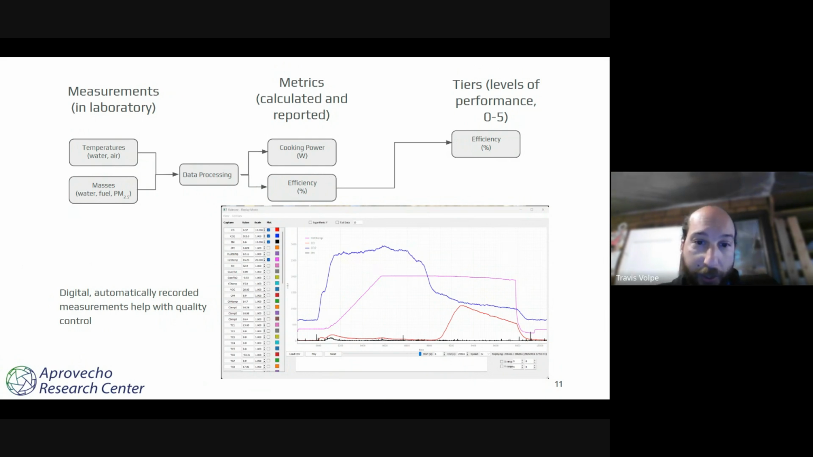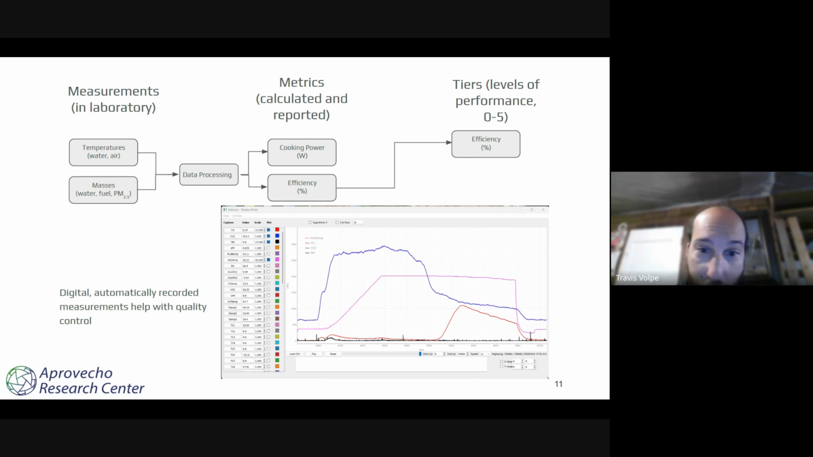Again, here in the lab, and a system that we've developed at Aprovecho, using the sensor boxes, something that we're able to do is digitally and automatically record all of our data. One of the main benefits of our LEMS system. You can see the screen capture here is from our live data logging software. So this is an image from an actual test.